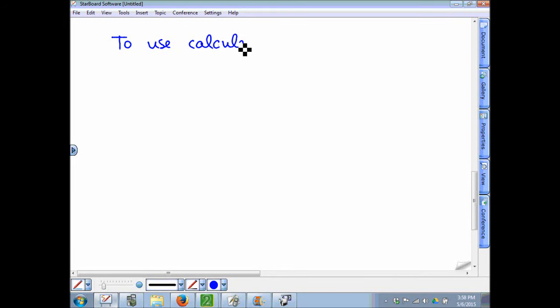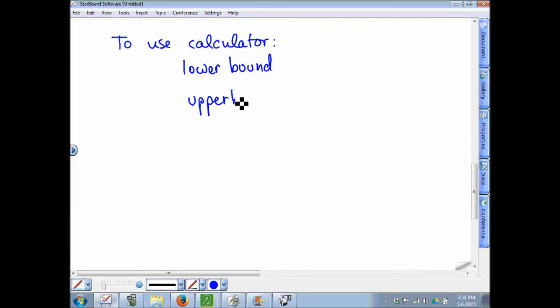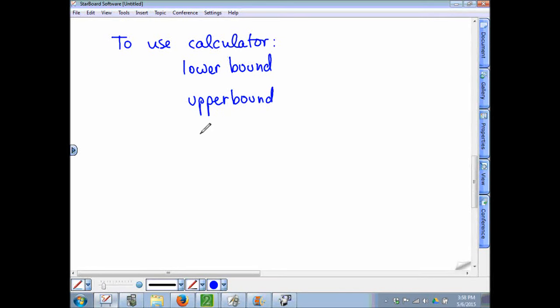To use the calculator, you have to have a lower bound, you have to have an upper bound, you have to know the mean, and you have to know the standard deviation. So if you know all 4 of these things, you can use a calculator to calculate a percentage of people or whatever that fall within a range.